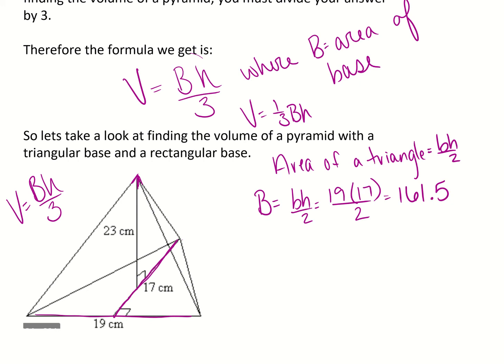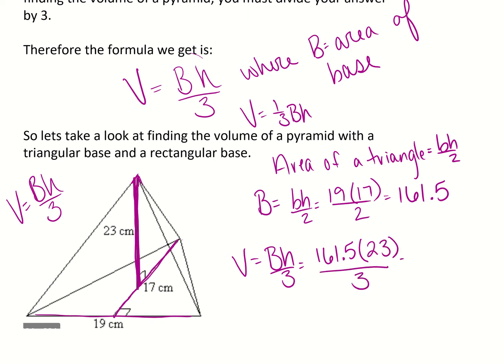So now I'm going to take this and plug it into my formula for the volume of this pyramid. I have base times height divided by 3, where we just found my base to be 161.5. Now I have to find the height of the pyramid, which is right here, this 23. And then again, I just divide that by 3.